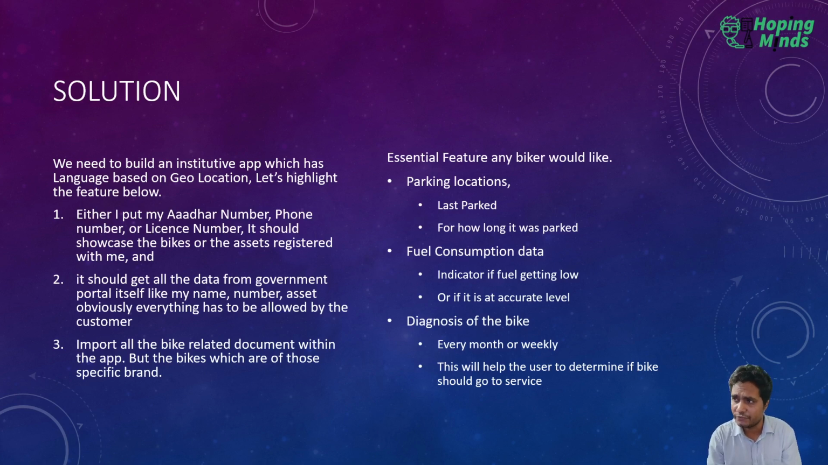Okay, essential features as a solution I would like to have: parking location, last park, for how long it was parked, fuel consumption data, an indicator if fuel is getting low with accurate levels, and diagnosis of the bike every month or weekly. This will help the user determine if the bike should go to service. I could also set a limit that every 2000 kilometers, give me a notification for sending the bike to the service center.